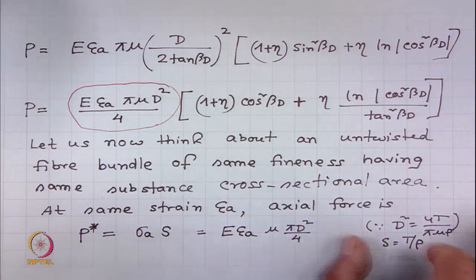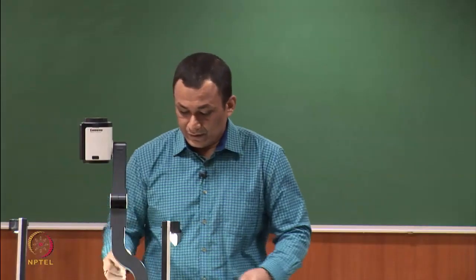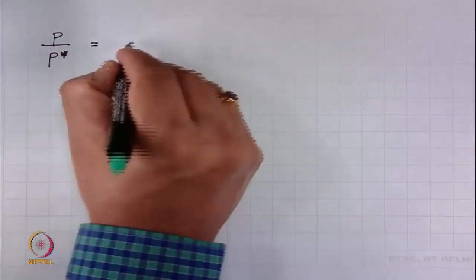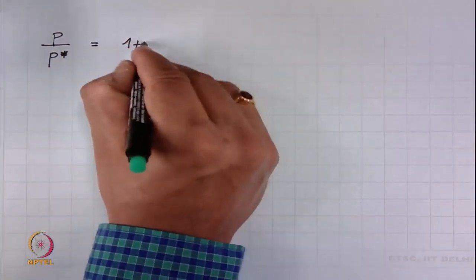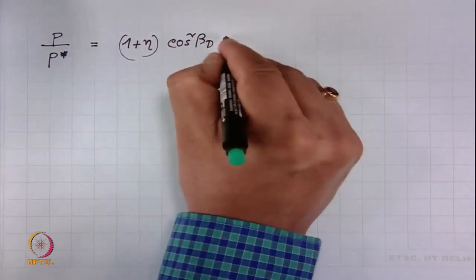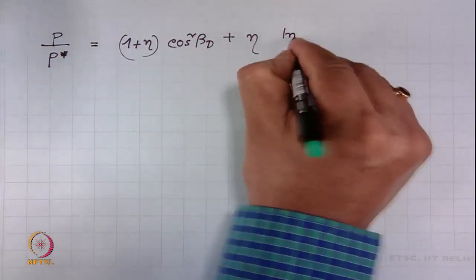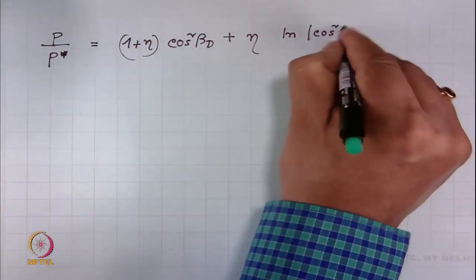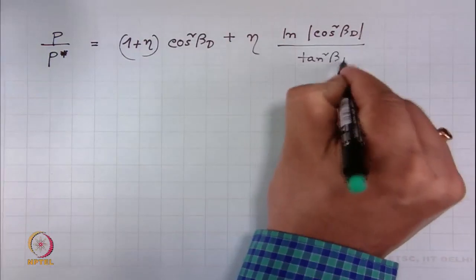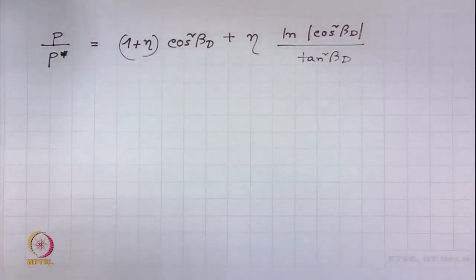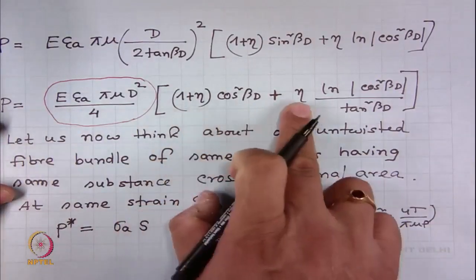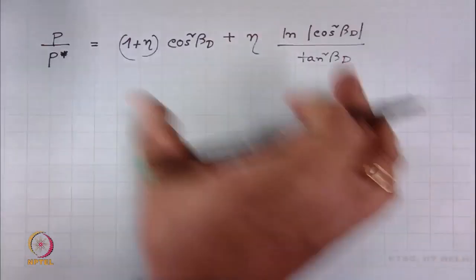So, if we write now P by P star, this will be equal to 1 plus eta cos square beta d plus eta ln cos square beta d by tan square beta d. So, P by P star is equal to 1 plus eta cos square beta d plus eta ln cos square beta d by tan square beta d, same here.